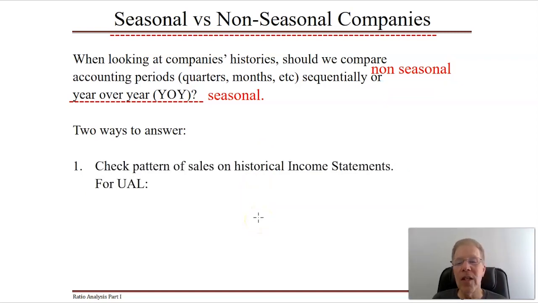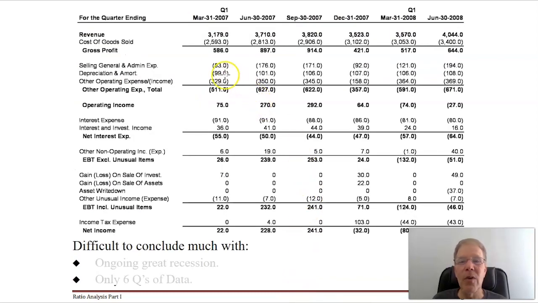Well, one way we could do this is to look at the pattern of sales on the historical income statements. So I've got 6 quarters of income statements. Most recently reported one, June 30, 2008. Remember, we're in Q4 of 2008 right now. And we could just sort of look at these and maybe plot these and see if we're getting something like a sine wave pattern here, where this would be, say, for example, Q1, and this would be a year later, Q5, 1 year later.